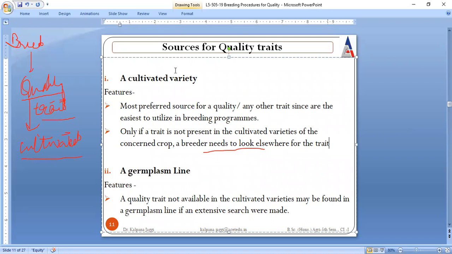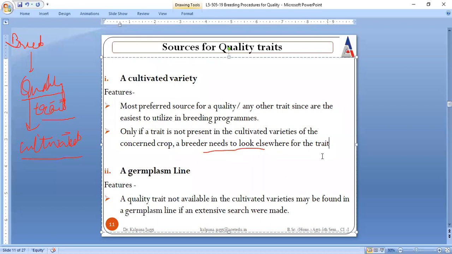Again I repeat, a variety which is utilized in breeding programs, but only utilized when it has the traits that are available for improving the quality. But if the trait is not available, in that case the breeder needs to look elsewhere for the trait.